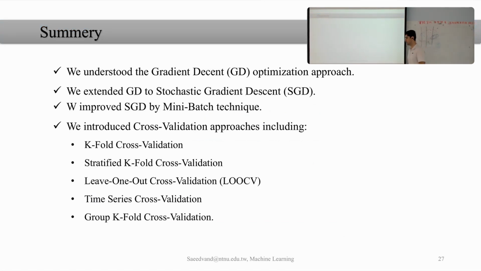And what did we study today? Today we first discussed gradient descent. Then we moved toward stochastic gradient descent. Then we added the mini-batch technique to that. Very important, very useful in machine learning. We will use it a lot. Then we introduced the cross-validation approach, including many different techniques, for example, k-fold, stratified, LOOCV, time series, and group k-fold. And that was all for today.